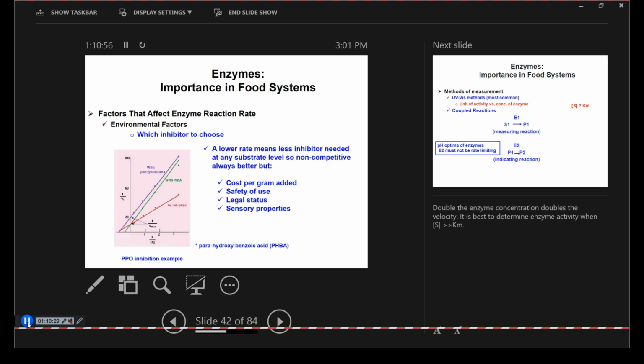Because that means you need less of that enzyme. But things to consider is what's the cost per gram added? Is it safe to use? What's the legal status? Do we need to put it on the label? How would that impact? And does it have any sensory impact in terms of flavor perception? So things to consider when choosing an inhibitor.